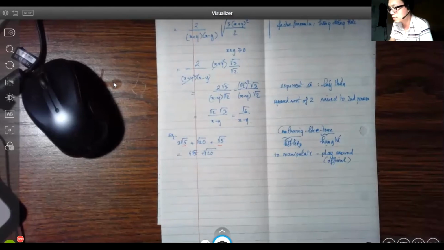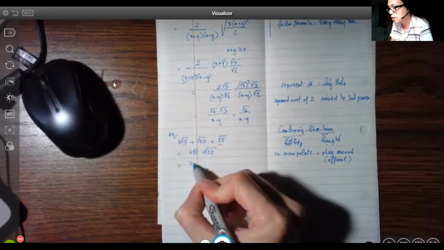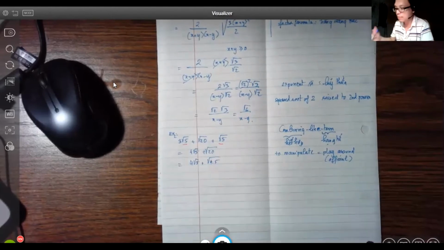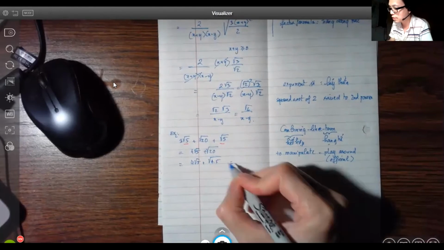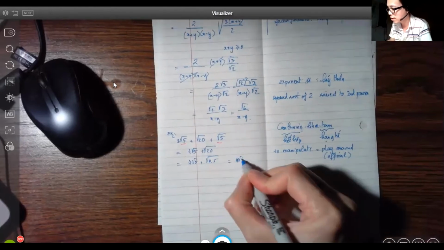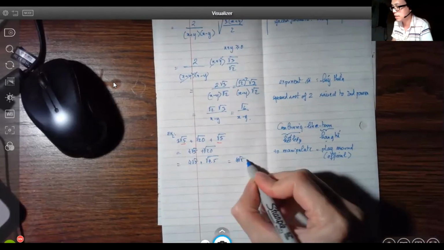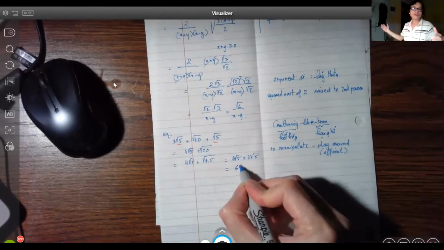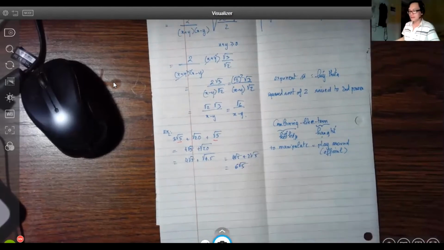Square root of 20, you can convert it to what? You can convert it to square root of 4 times 5, right? And you can apply the formula. Square root of 4 is 2, so I can rewrite it, give you 2 square root of 5. Now they become like terms, right? So it gives you 6 square root of 5. And now you're done. Okay.